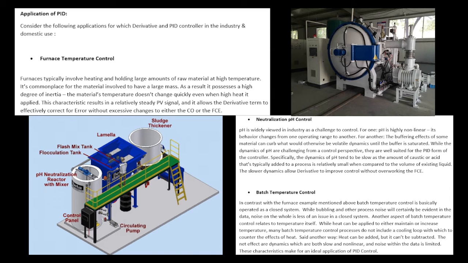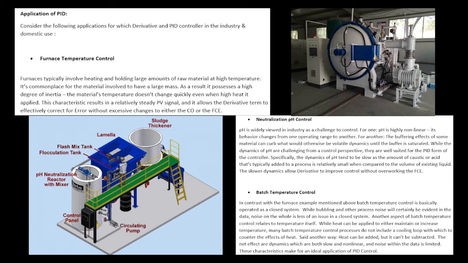Today I want to present about the application of PID. Consider the following applications for which derivative and PID controllers are used in industry and domestic uses. The first example is furnace temperature control. Furnaces typically involve heating and holding large amounts of raw material at high temperature. It's commonplace for the material involved to have a large mass. As a result, it possesses a high degree of inertia. The material's temperature doesn't change quickly even when high heat is applied.